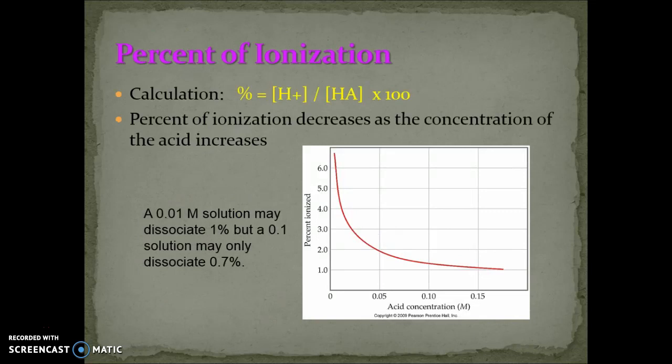Okay, a couple more ideas involving weak and strong acids and bases. Percent dissociation, remember that you can calculate that by taking the amount that dissociates divided by what you started with times 100. Just a note here that percent dissociation is going to actually decrease as the concentration of the acid increases.